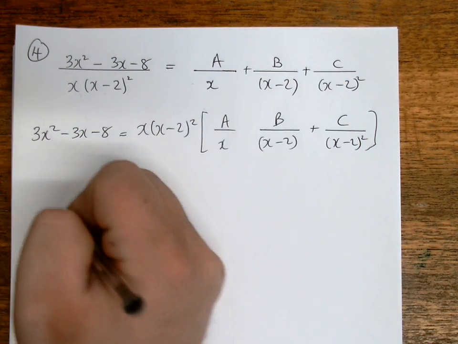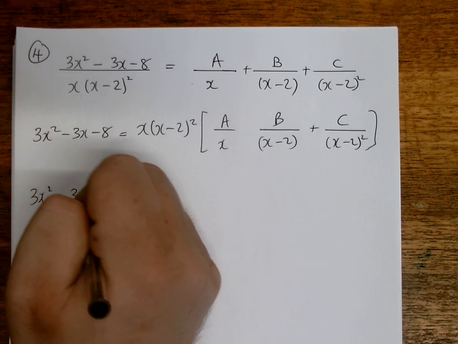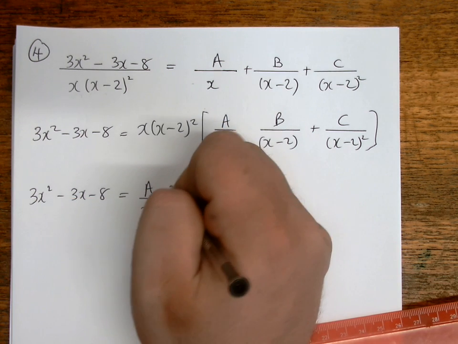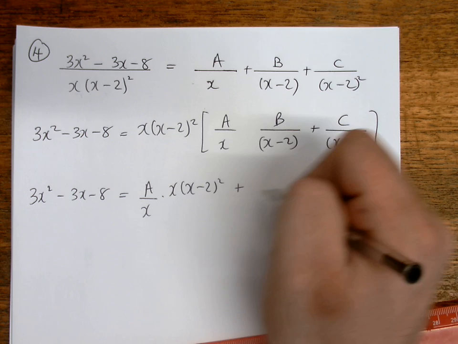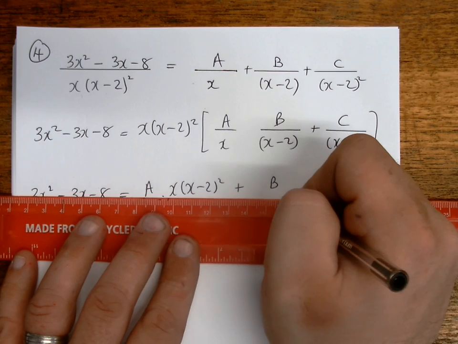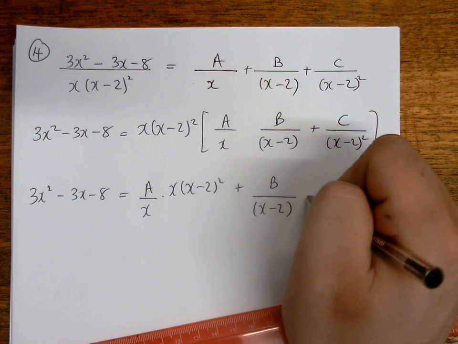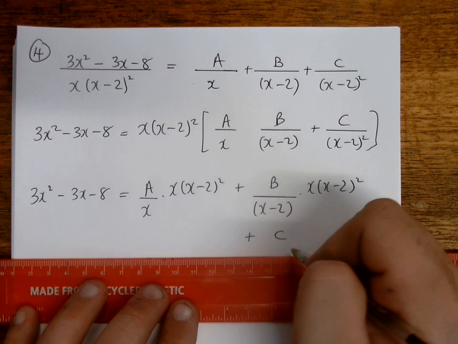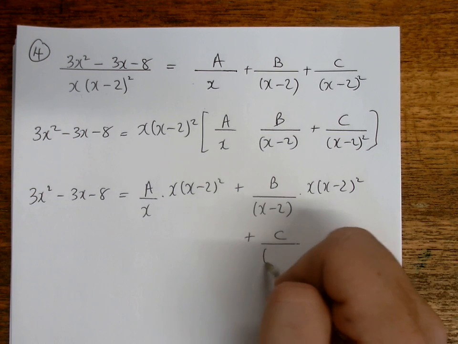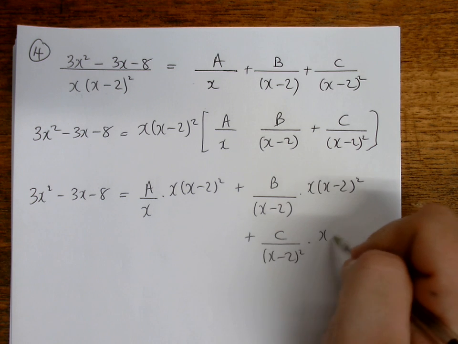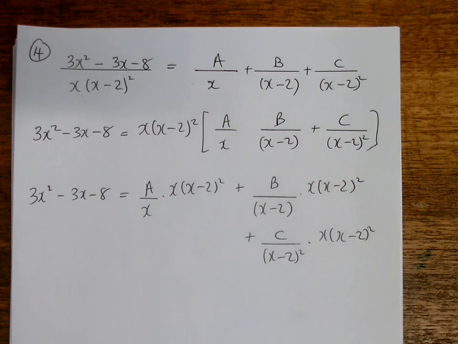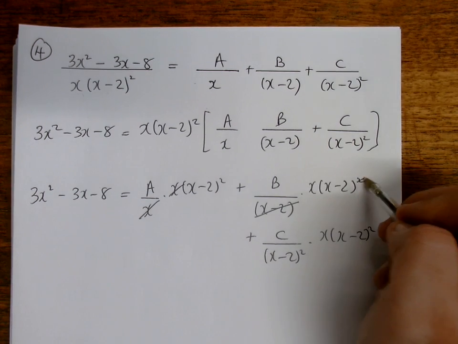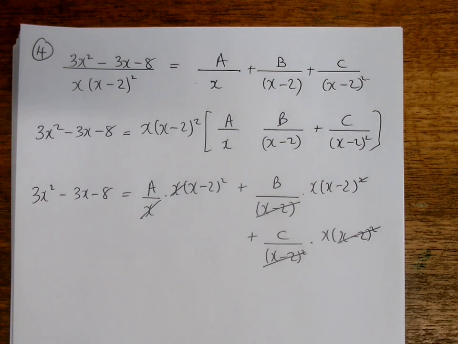So we'll multiply through 3x squared minus 3x minus 8. So we start off with a over x times x minus 2 all squared. And then we'll have b over x minus 2 times x minus 2 all squared. And then we'll have c over x minus 2 all squared times those factors outside. Okay, so let's see what cancels. Well, those x's cancel. The x minus 2 cancels with that square, and then the whole thing goes there, doesn't it, with the x minus 2 squared there.